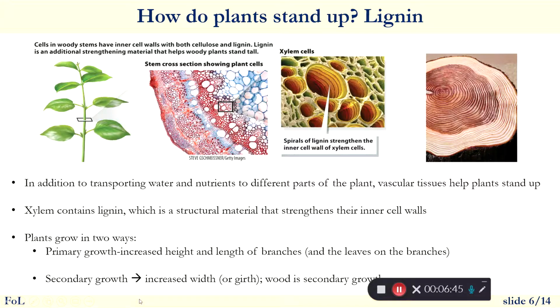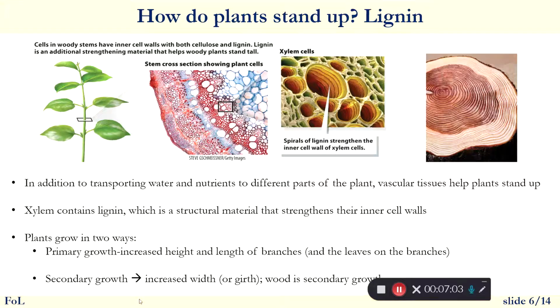So we talked about xylem and phloem as being the two vascular tissues that plants use. In xylem, we have what's called lignin, which is just a really strong structural material that strengthens the inner cell walls of the plants that allows them to get that height.